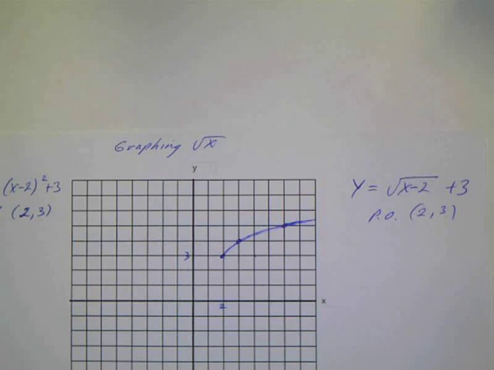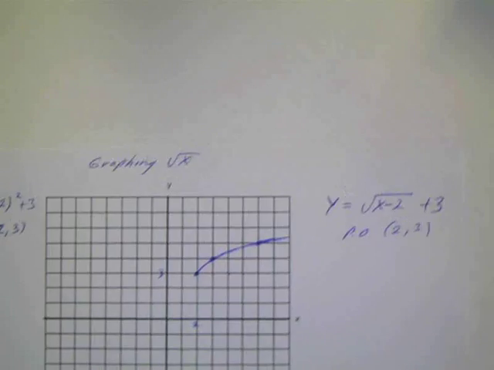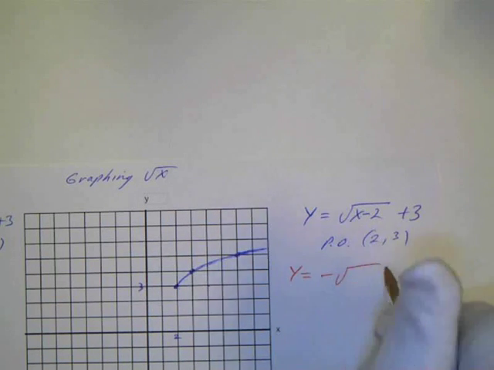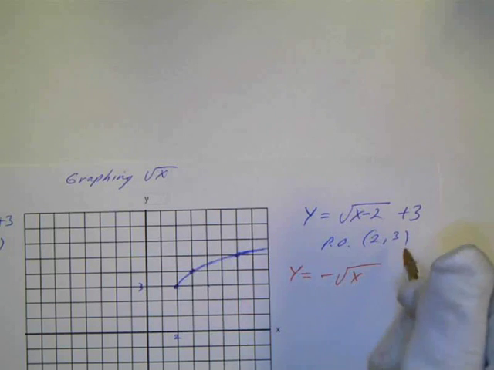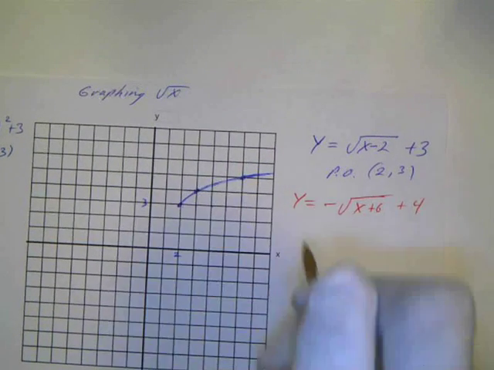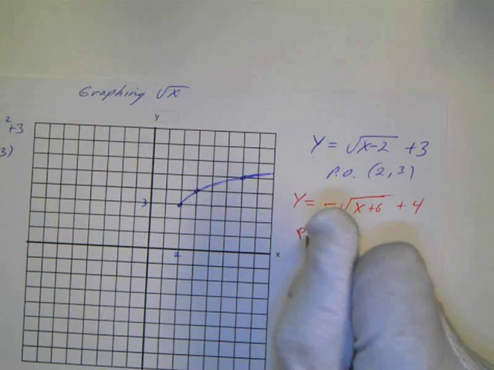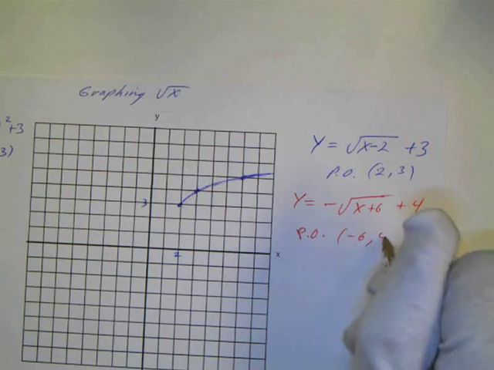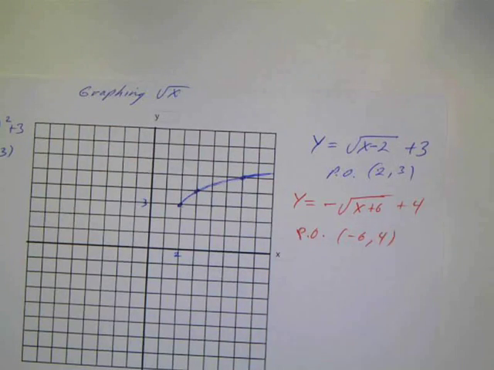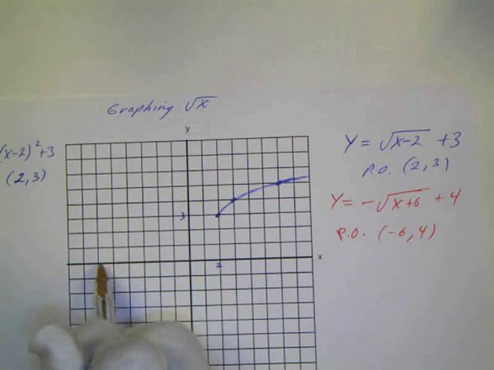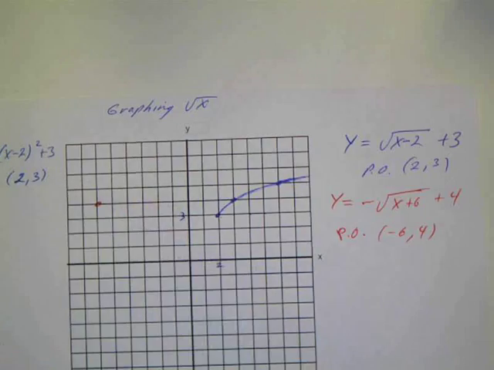Okay, let's try another one. Y equals negative the square root of x plus 6 plus 4. So the first thing we'll do is try to find our point of origin, PO, excuse me, and that's going to be negative 6 and 4. Opposite sign, same sign, so we'll put that down, negative 6 and up 4. So there's our point of origin.